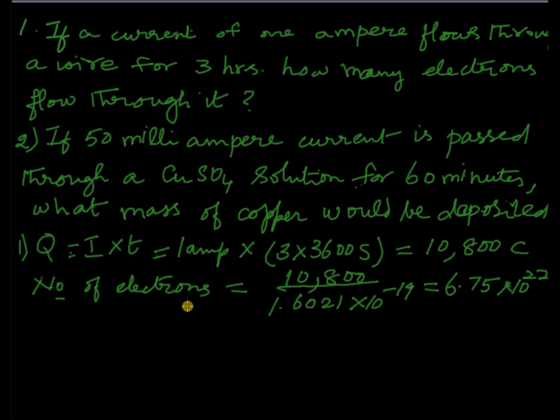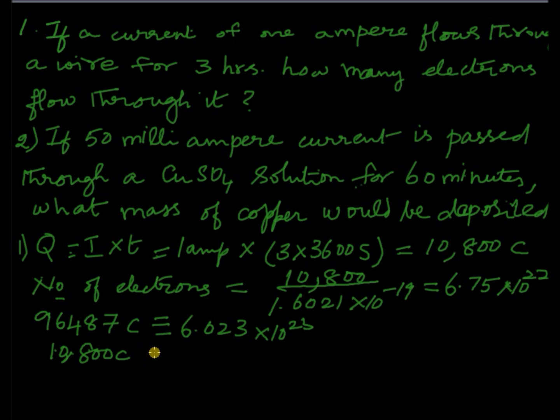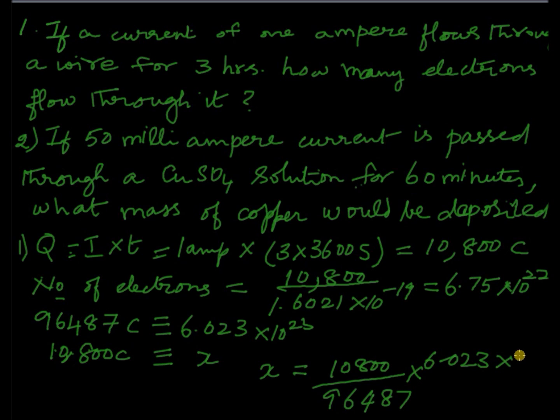The other relationship that you can use here is when you pass 96,487 coulombs, or you can roughly take 96,500 coulombs, that is equivalent to passing Avogadro number of electrons, 6.023 into 10 to the power 23 electrons. So when you pass this 10,800 coulombs, that is equivalent to passing how many electrons. So the ratio would be, let it be x. The x can be found out by 10,800 by 96,487 into 6.023 into 10 to the power 23. So this will give you, on solving, the same value that you have got by the other method.